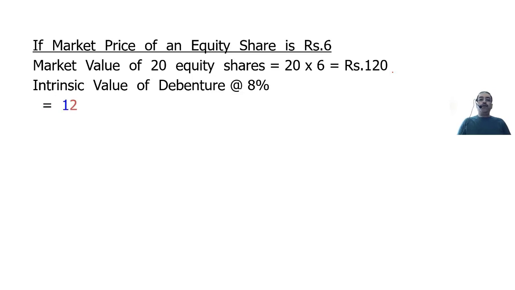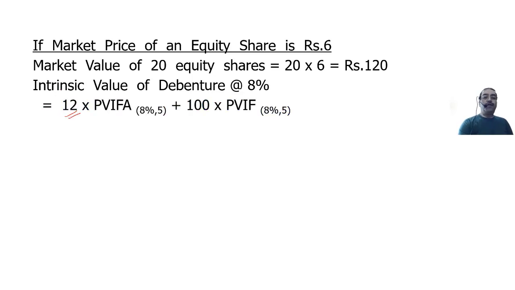Okay. So 12 into 12 is my interest. Am I calculating interest on the face value of the debentures? 12% was the rate of interest, the coupon rate, so on 100 rupees it is 12 rupees. Annuity factor at 8% for 5 years, plus 100 rupees redemption value into PVIF at 8% for the 5th year.